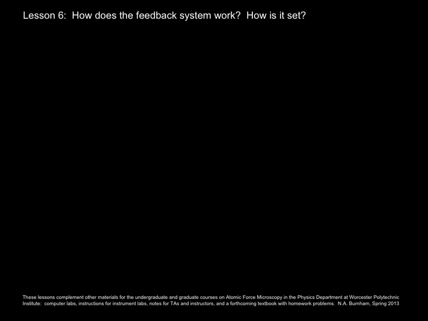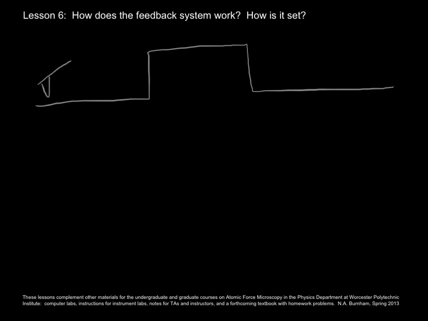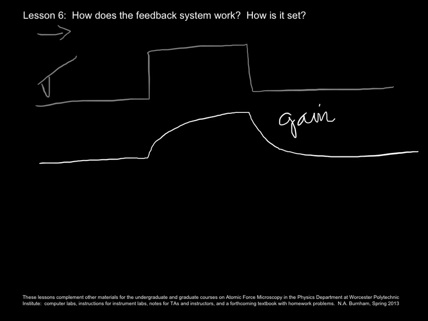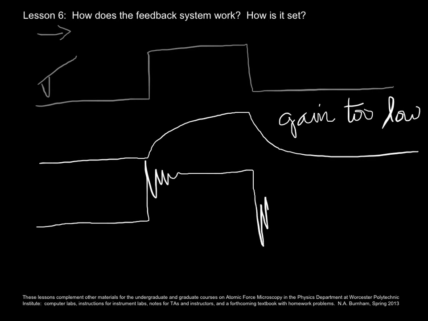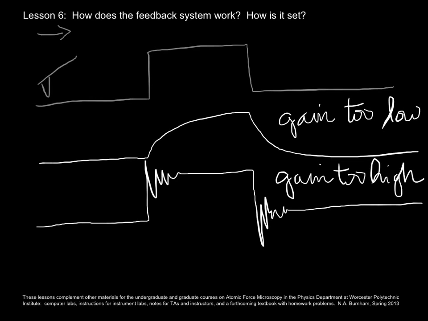How do you set the feedback loop? Well, let's take another look at our cross-section square and our cantilever moving left to right. If the feedback loop is set to low gain, you get a cross-section that looks like this. So here the feedback loop is responding too slowly to give you a good representation of the surface. If you set the gain too high, what happens is the Z-scanner overshoots and you get oscillations. Best you can do is to have just a little bit of overshoot.